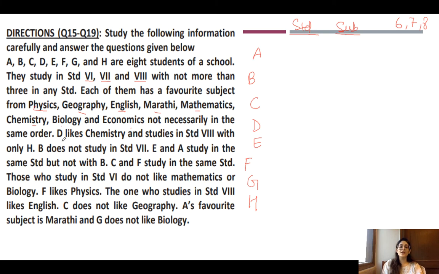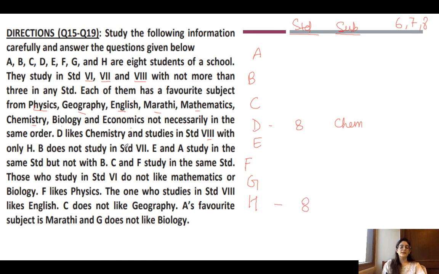सबसे पहले है D likes chemistry and studies in standard 8 with only H. So this line says a lot. So this has a lot of information. Firstly, D का favorite subject है chemistry and D कौन सी क्लास में है? D studies in standard 8. Okay, with only H मतलब सिर्फ H के साथ. So सिर्फ H है जो standard 8 में पढ़ता है.